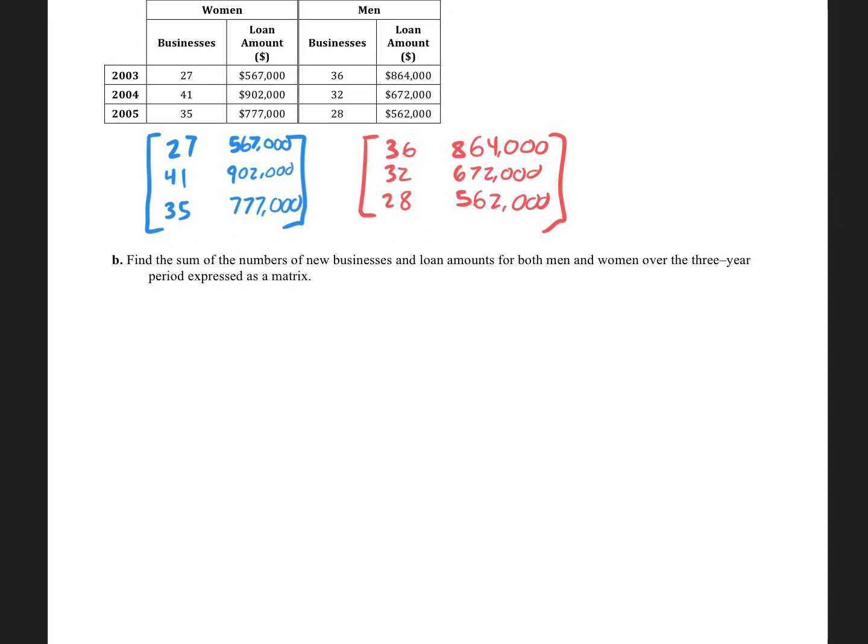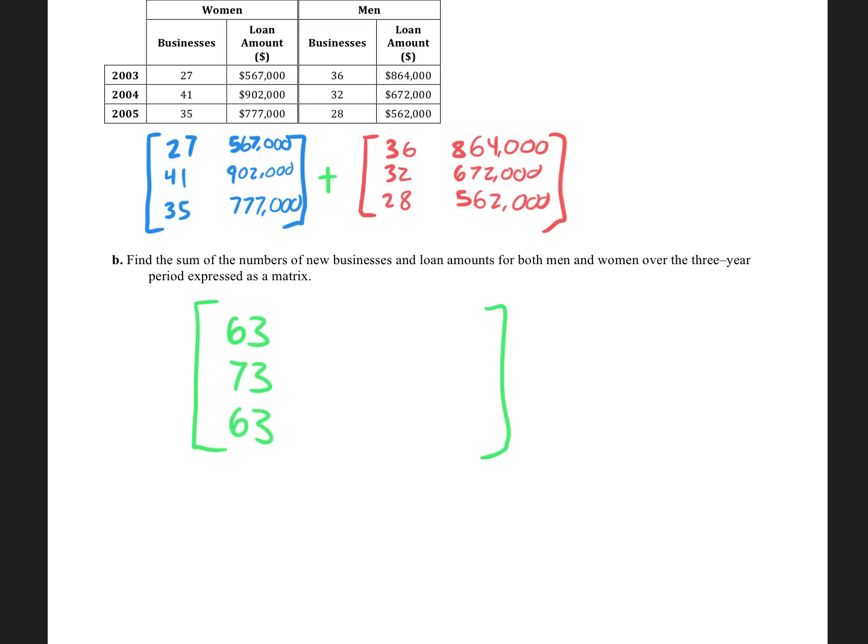I'm just going to put a plus right here and add the corresponding spots. All right, so I think I'll start with just doing the left column. 27 plus 36 is 63. 41 plus 32 is 73. And 35 plus 28 is 63.